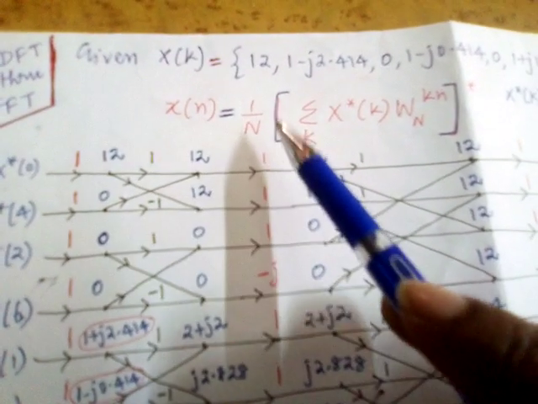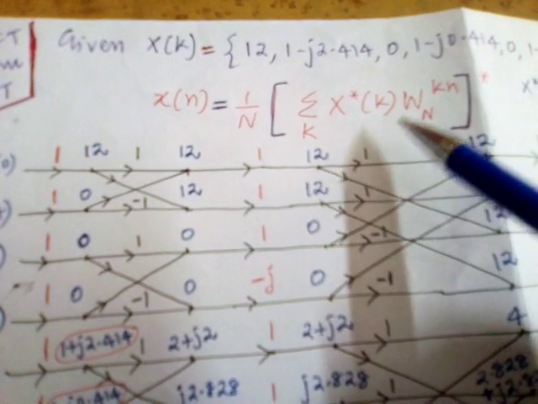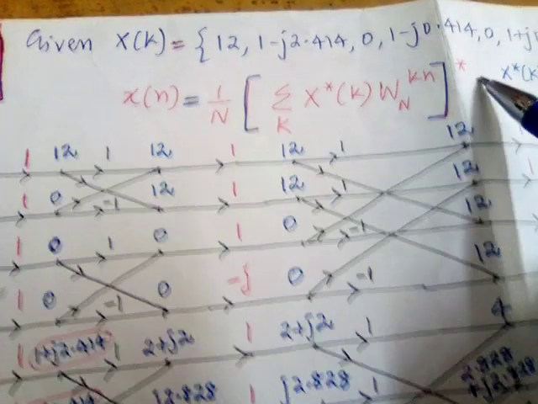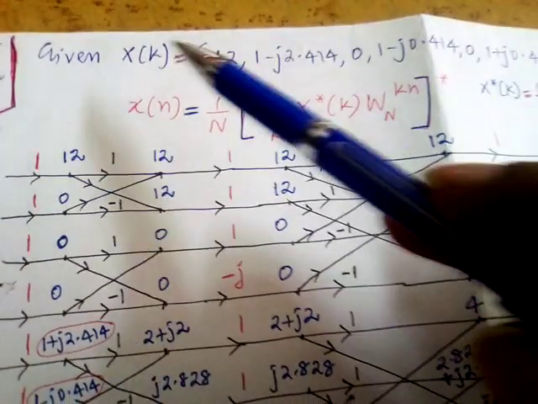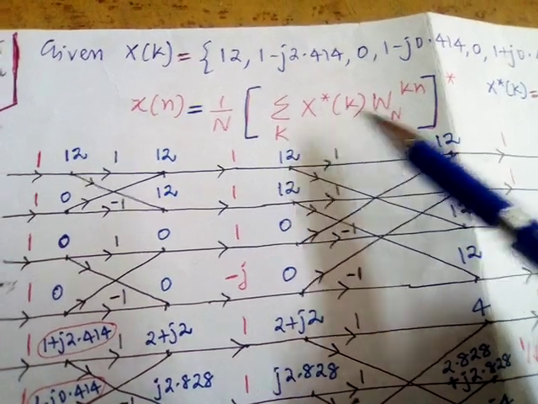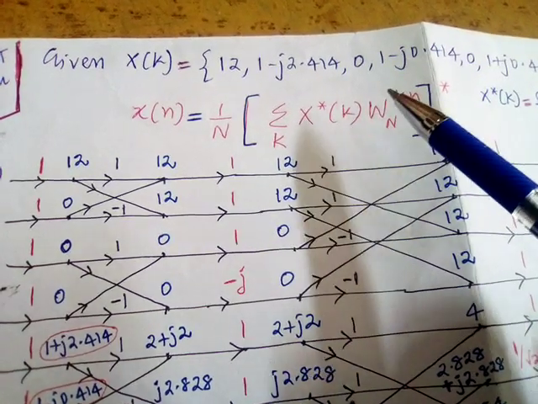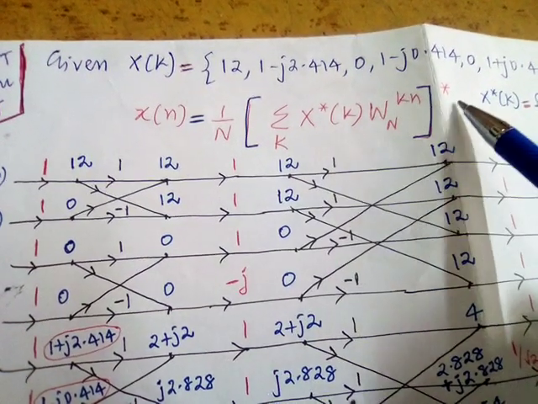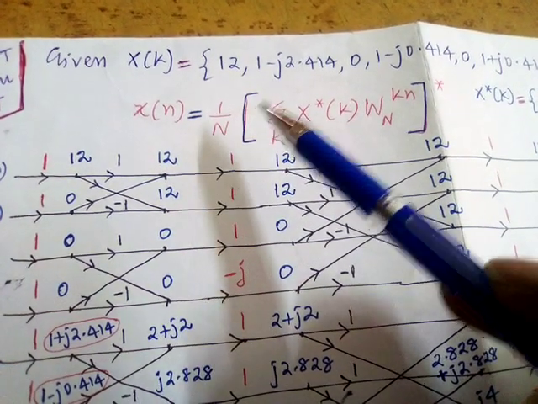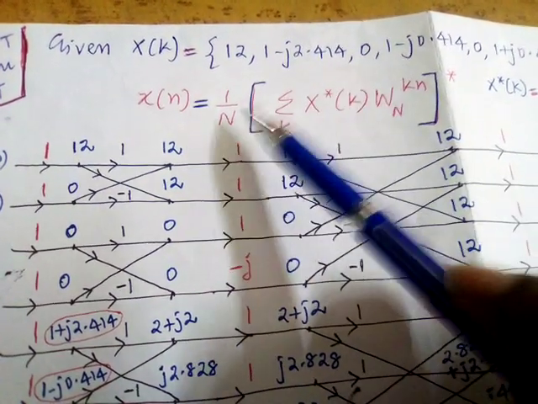The formula is x of n equal to 1 by N, whole brackets, summation of X star of k, where k is equal to 0 to N minus 1, W_N power kn, again the whole conjugate, that whole star. That means if X of k is given, what are the 4 steps? First we have to find X star of k, which is the conjugate of X of k. Then we have to find the DFT of X star of k. This formula is the DFT formula, and for the obtained answer we have to take the conjugate again, that is the third step. In the final step, the answer which we get in step number 3 we have to divide by N. If it is 8 point, we have to divide by 8.